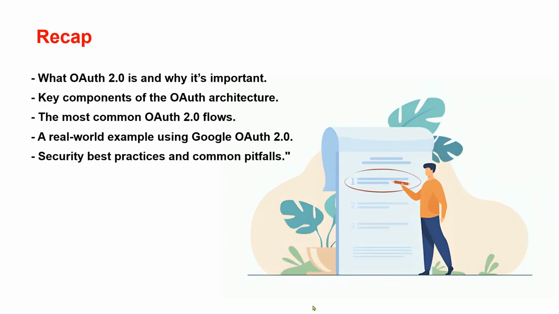Now, to recap, OAuth 2.0 is a powerful framework that allows secure, delegated access to resources. In this video, we have covered what OAuth 2.0 is and why it's important, key components of the OAuth architecture, the most common OAuth 2.0 flows, a real-world example of OAuth, and then security practices and common pitfalls.